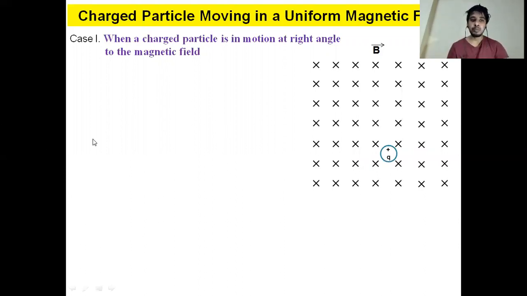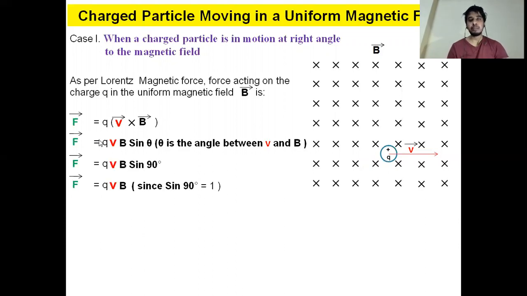Now as per Lorentz magnetic force, the force acting on charge Q in the uniform magnetic field B is Q v cross B, whose magnitude is QvB sine theta, where theta is the angle between v and B, which is 90 degrees. So force is equal to QvB sine 90 degrees. So force is equal to QvB.